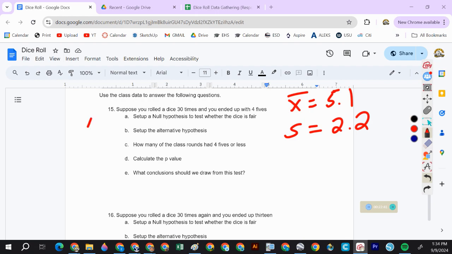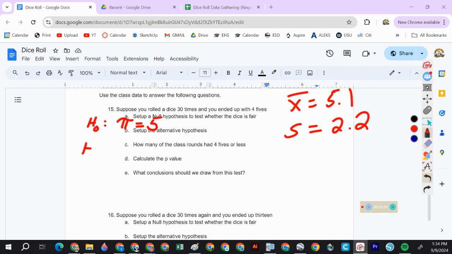So my H naught is going to say the parameter, what is the variable for the parameter? Pi. Pi is equal to the expected value of 5. Now, that is complicated statistician speak to say the dice is fair, right? We expect 5 in every round. If we get 5, then the dice are fair, okay?